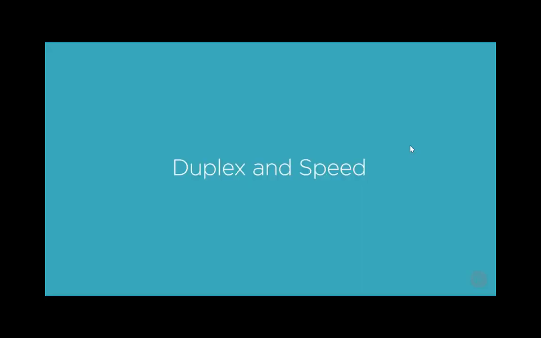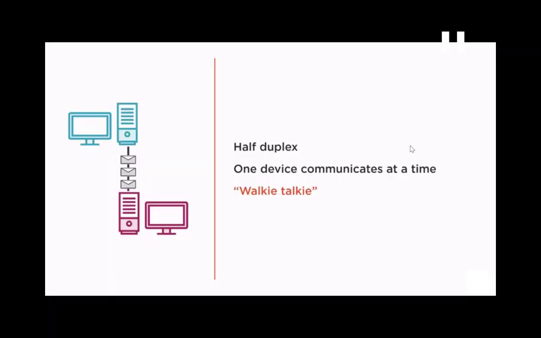Now the next topic is duplex and speed. There are two types of data communication. One is called half duplex. In half duplex, only one device can communicate with the other device, and the other device waits until the first device finishes its communication. So one device communicates at a time. The best example of half duplex is the walkie-talkie. In a walkie-talkie, we talk and the other listens, and when the other talks, we listen. So this is the model of half duplex.